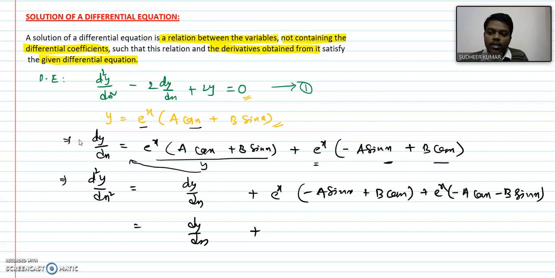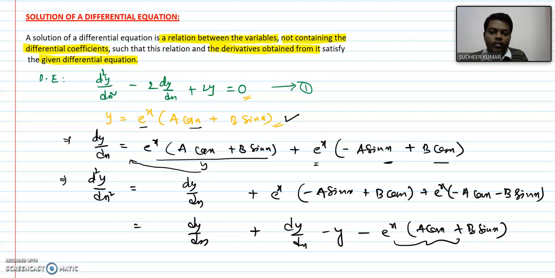If we transpose this y to this side, we can write dy by dx minus y plus, taking minus common, e power x times (a cos x plus b sin x). Again this result we can write as y from the given value. So d square y by dx square equal to 2 dy by dx minus y, and this is also minus y, so minus 2y.